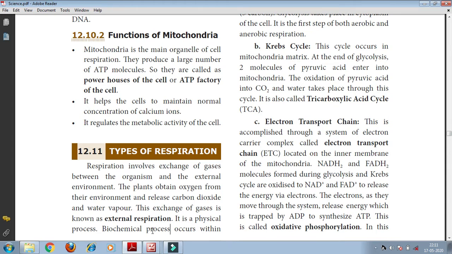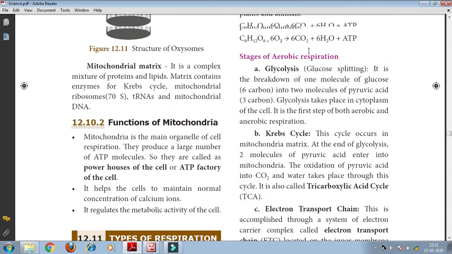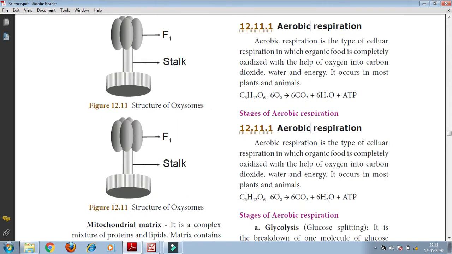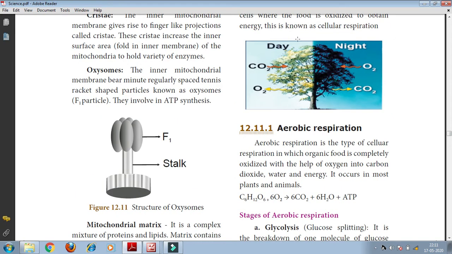There are biochemical processes that occur within the cell, where food is oxidized to carbon dioxide and energy, and this is known as cellular respiration. You can see here that during the day carbon dioxide is absorbed and oxygen is released, and during night oxygen is absorbed and carbon dioxide is released.